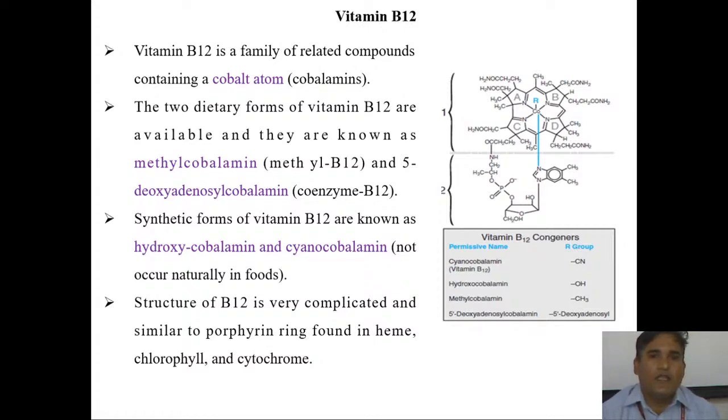Vitamin B12 is a family of related compounds containing a cobalt atom. Here in hemoglobin there is iron, in chlorophyll there is magnesium, and the basic ring, the protoporphyrin, is the same. The two dietary forms of vitamin B12 available are methylcobalamin and deoxyadenosylcobalamin, and the synthetic form of vitamin B12 is cyanocobalamin.